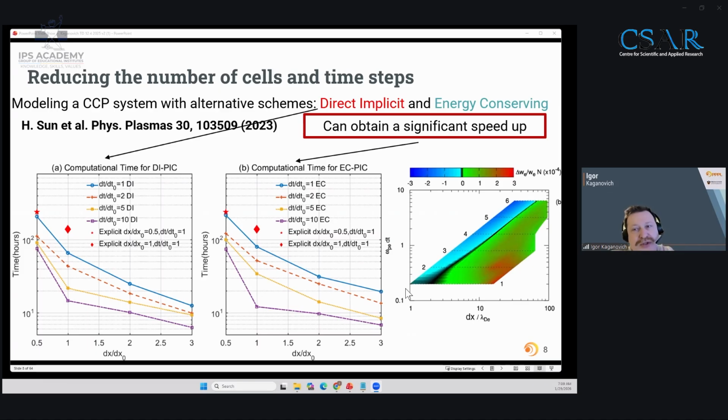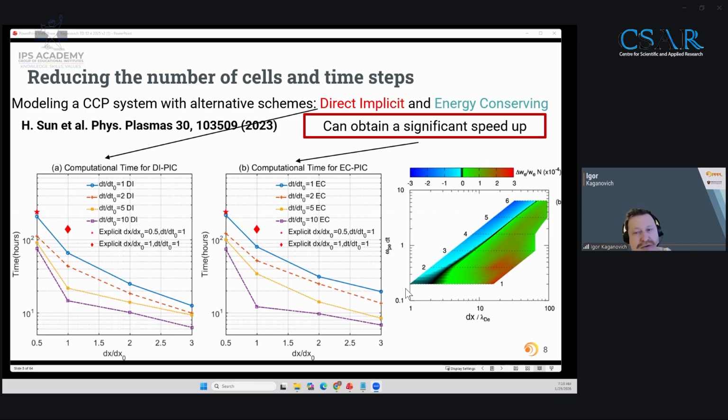So there is a caveat, which is kind of known but forgotten. Especially for direct implicit, you may not have very good energy conservation, and energy may change a little bit every step, but it will accumulate. You may have energy loss, so instead of heating, you may actually have cooling.